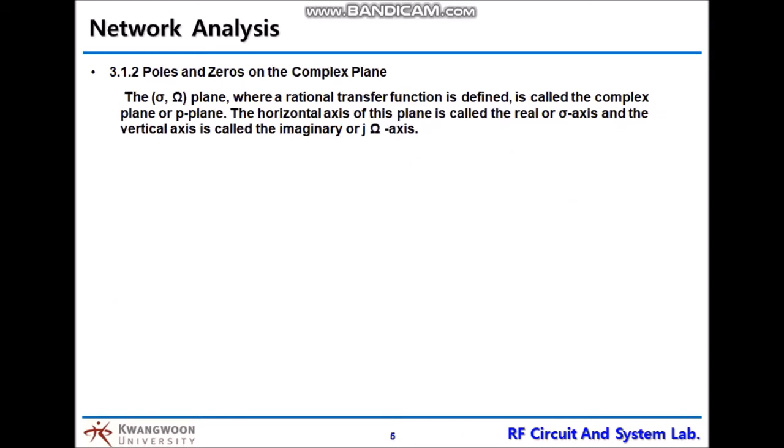The p-plane, where a rational transfer function is defined, is called the complex plane or p-plane. The horizontal axis of this plane is called the real or sigma axis, and the vertical axis is called the imaginary or j-omega axis.